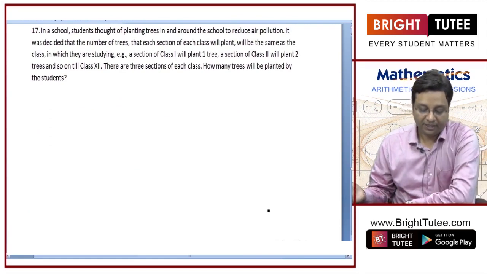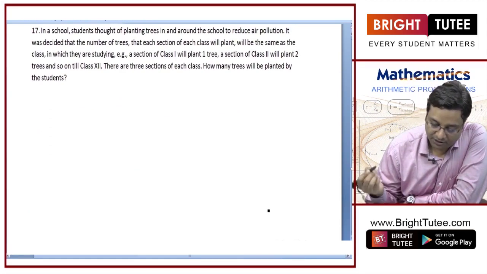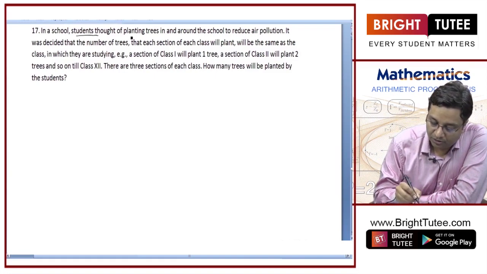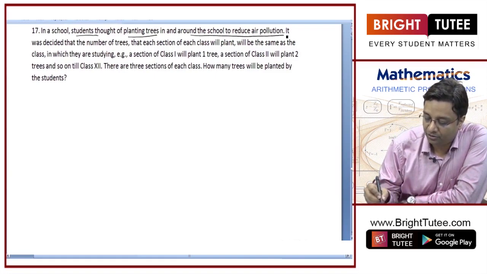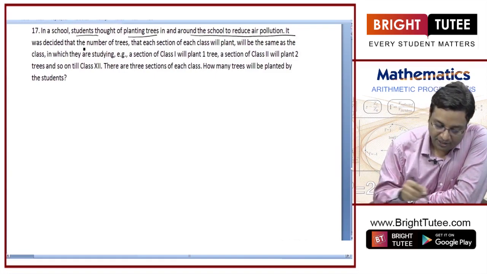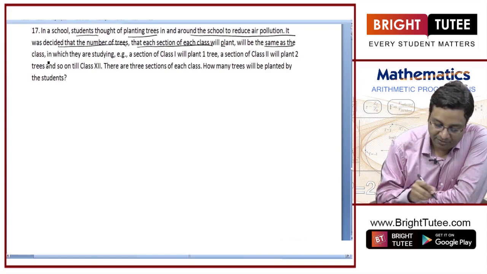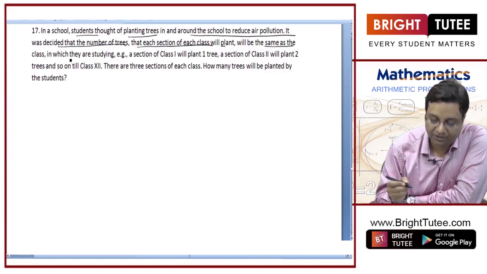This is also a pretty lengthy language. So let's simplify it mathematically. In a school, students thought of planting trees in and around the school to reduce air pollution. It was decided that number of trees in each section of each class will be the same as the class in which they are studying.